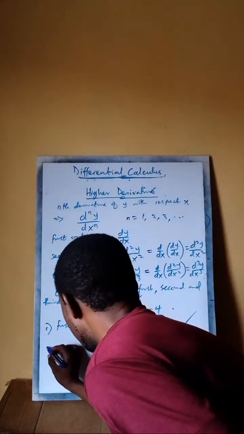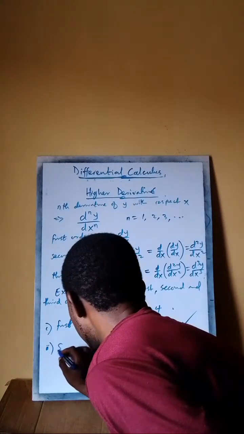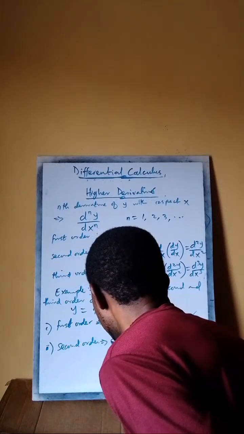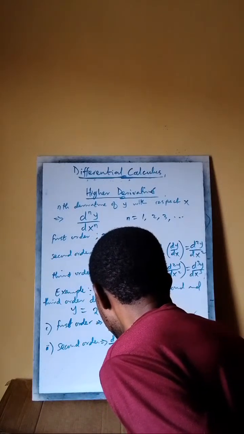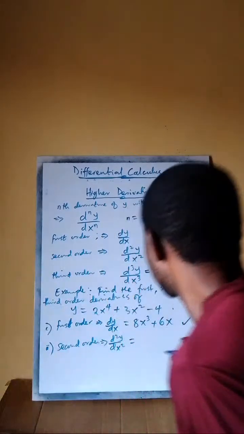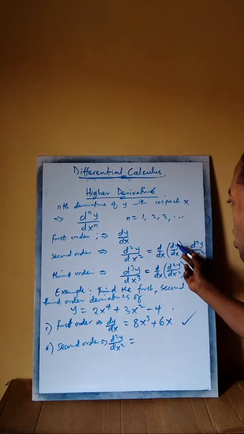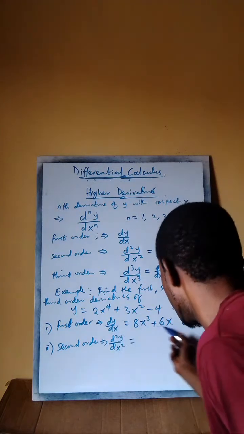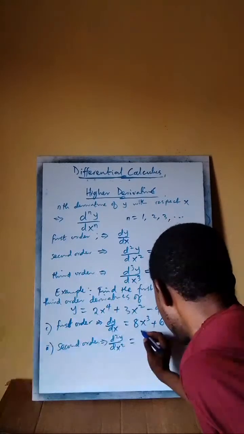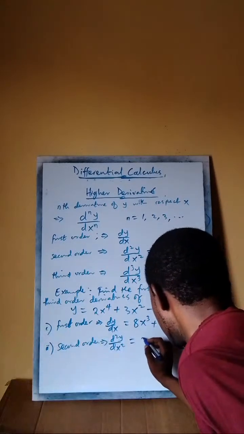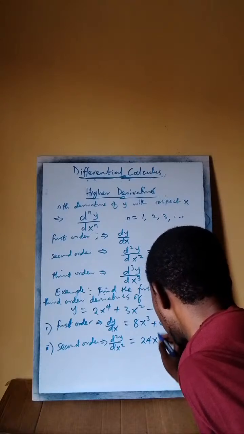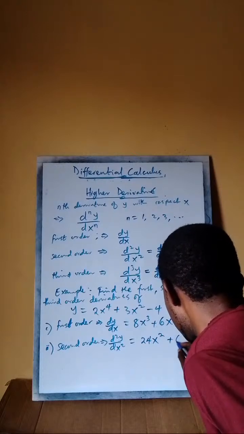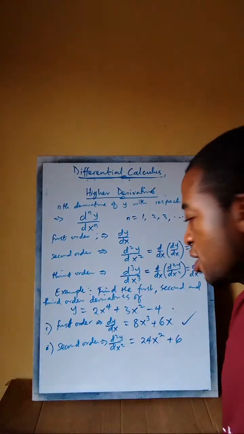Then the second order, which is the same thing as d squared y over dx squared, which implies that we differentiate the first order to get the second order. Differentiating the first order, we have 8 times 3, that's 24, then subtract 1 from the power, that's x squared. Then plus 6. So this is the second order.